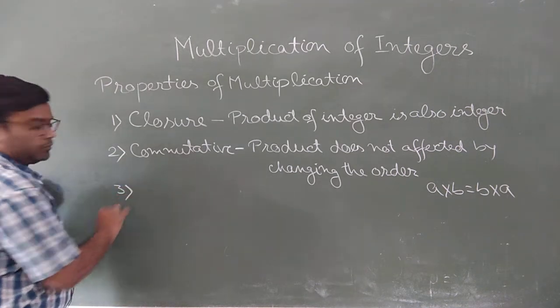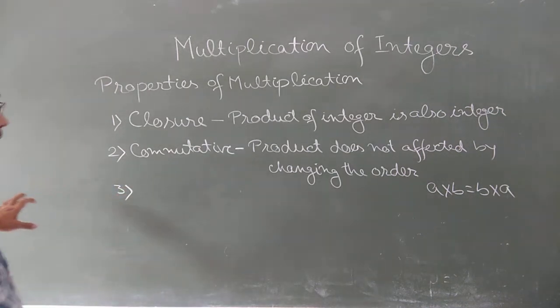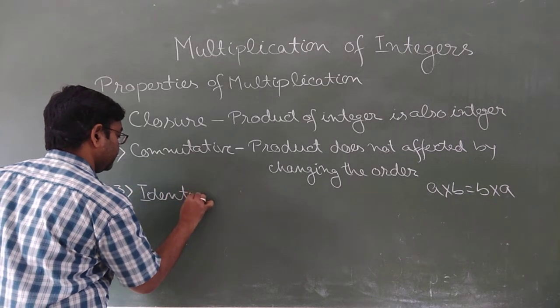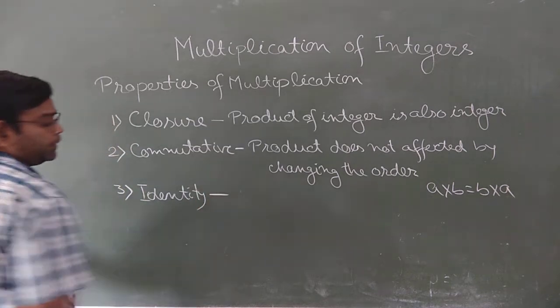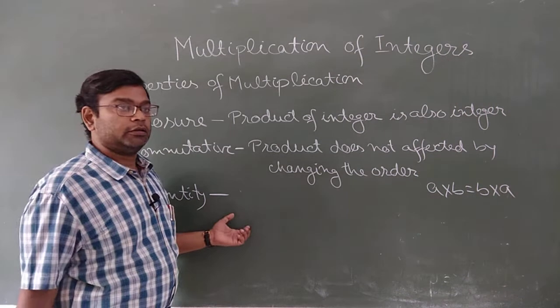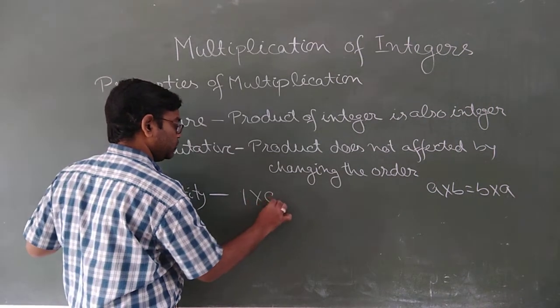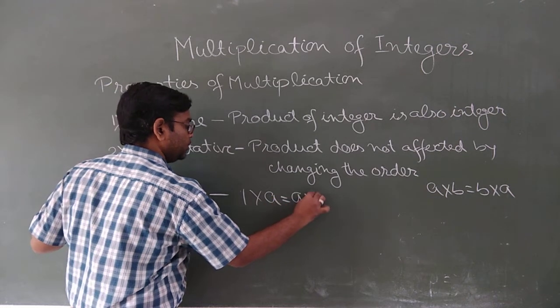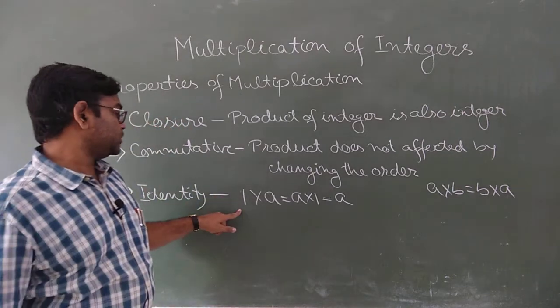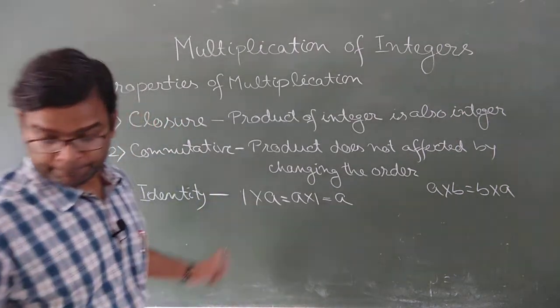The third one is the identity property. Most interesting property, identity property. In the identity property, if 1 is multiplied to the given integer, we have the same result. Means what? 1 into A equals A into 1, which gives you the same result A. So this one is known as the multiplicative identity.